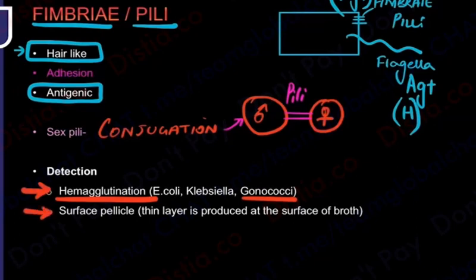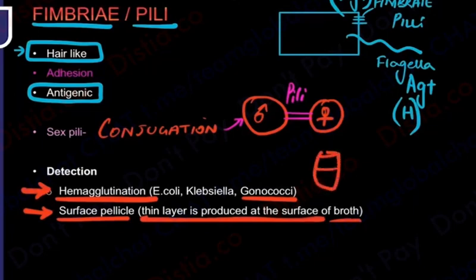Next, you have to do a surface pellicle test. It is found that if you take a broth or a culture media, and if an organism has pili, you will see a thin layer at the surface. You will see a pellicle at the surface. Basically, if you see a pellicle at the surface, this means that there is pili present. So simple: pellicle hai, to pili hai. Pellicle hai, so this means pili is there.